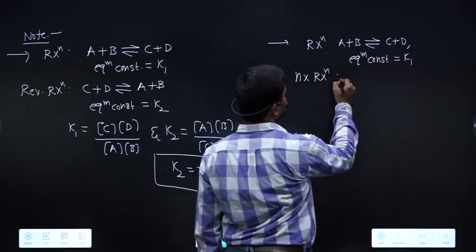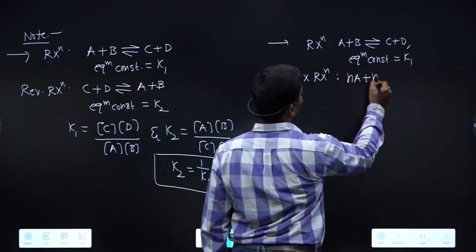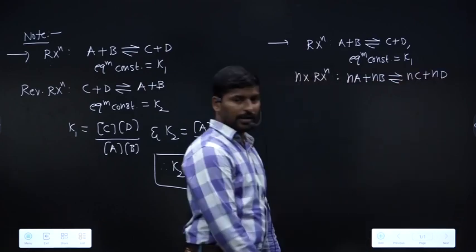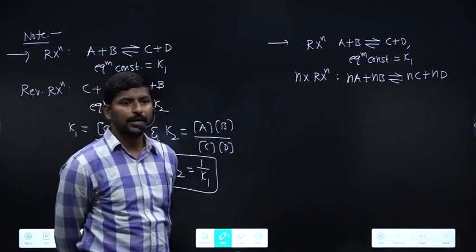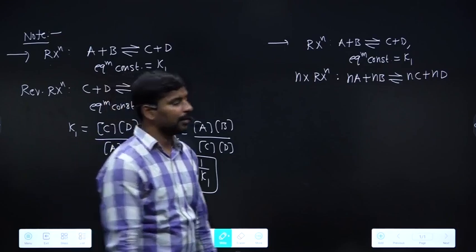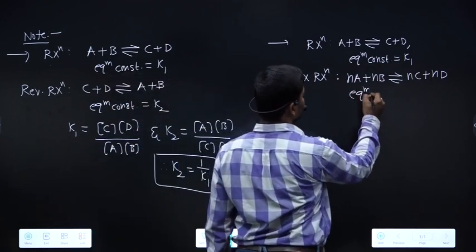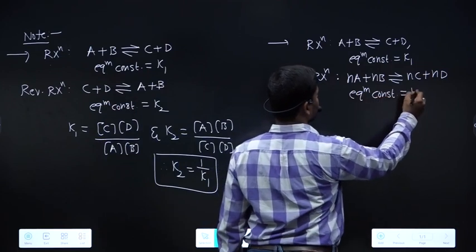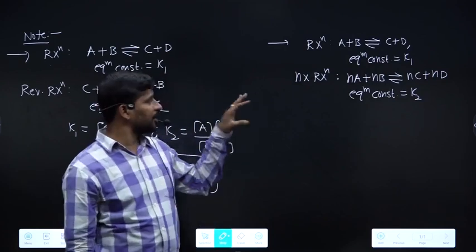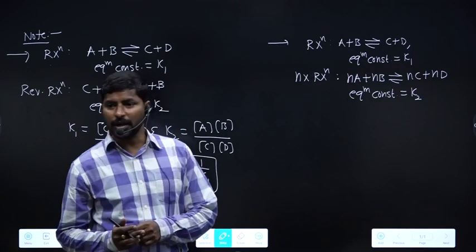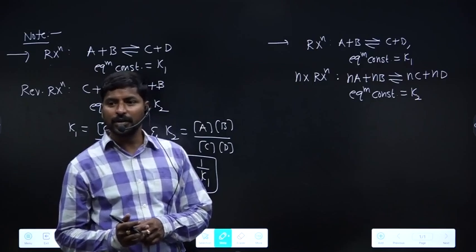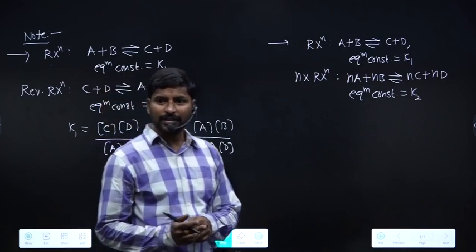So then what do we get? nA plus nB gives rise to nC plus nD. For this I am taking the equilibrium constant as K2. Now what is the relation between K1 and K2? If you multiply a reaction by n, then what happens to the equilibrium constant?